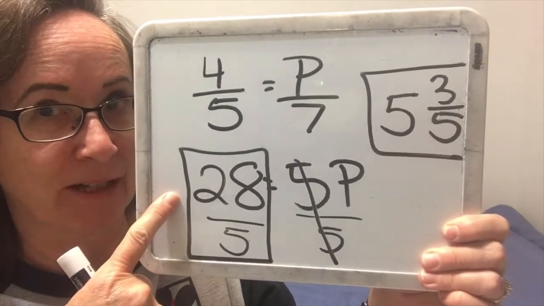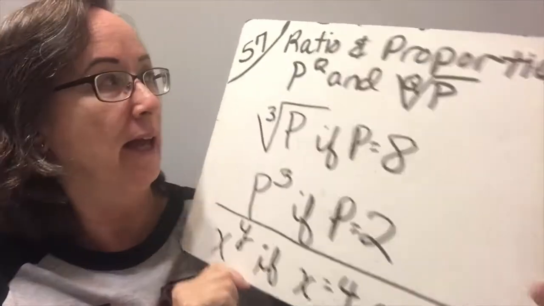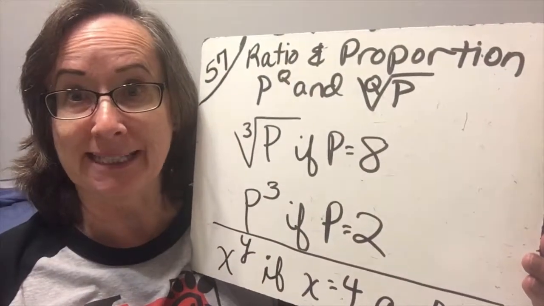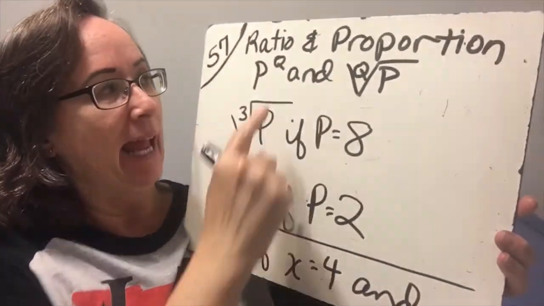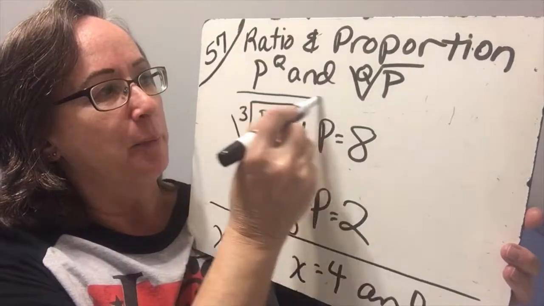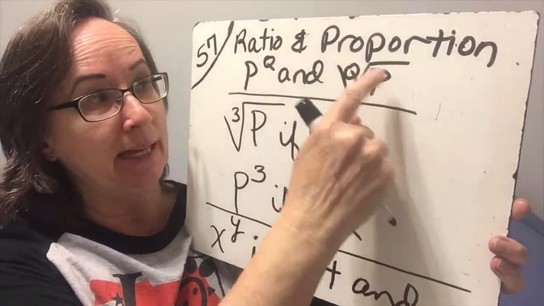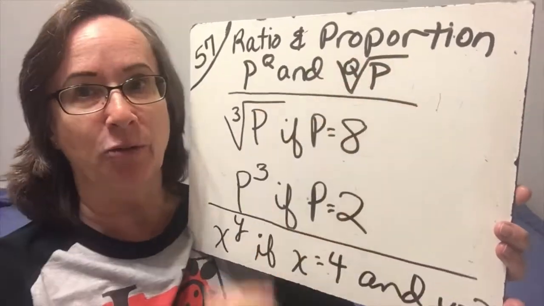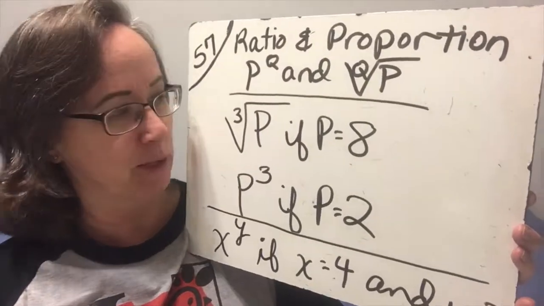So now we're going to go to a new concept and then do some practices. Oops, I just found that I had a 56 up here, but we're really on lesson 57. 57 is about ratio and proportion, and now we're talking about p raised to the 1/q power, and the q being underneath here, we're taking a root, a qth root. So that sounds really complicated, but it's really not once you see it.